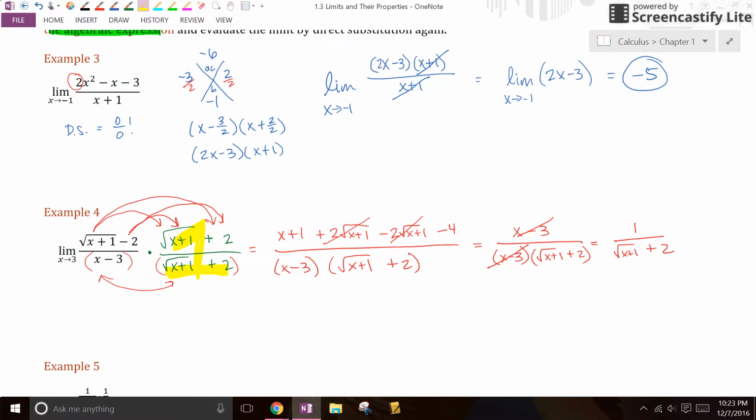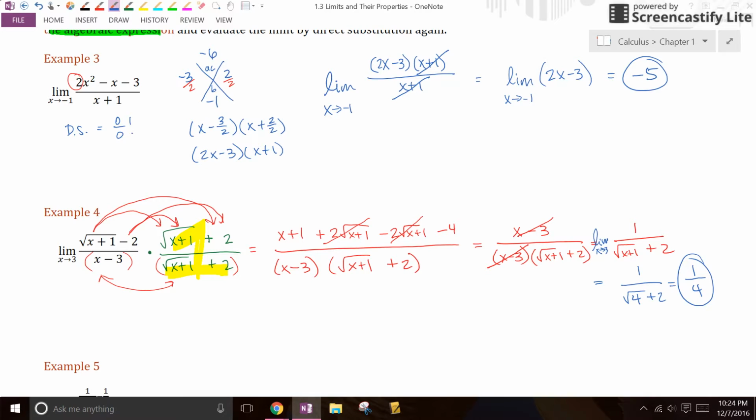And I bet now if I evaluate that limit, so now I got to do the limit as x approaches 3, what do I get? I get 1 over square root of 4 plus 2, or 1 over 2 plus 2, 1/4. I found the limit.